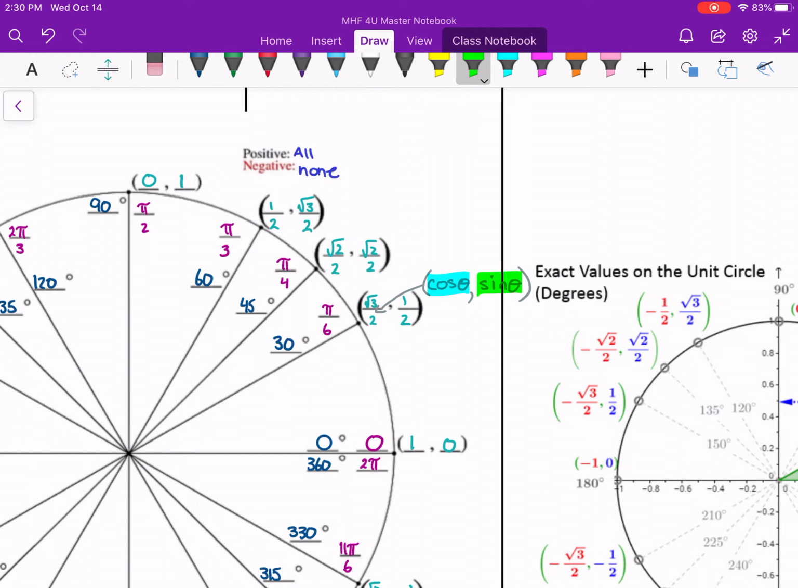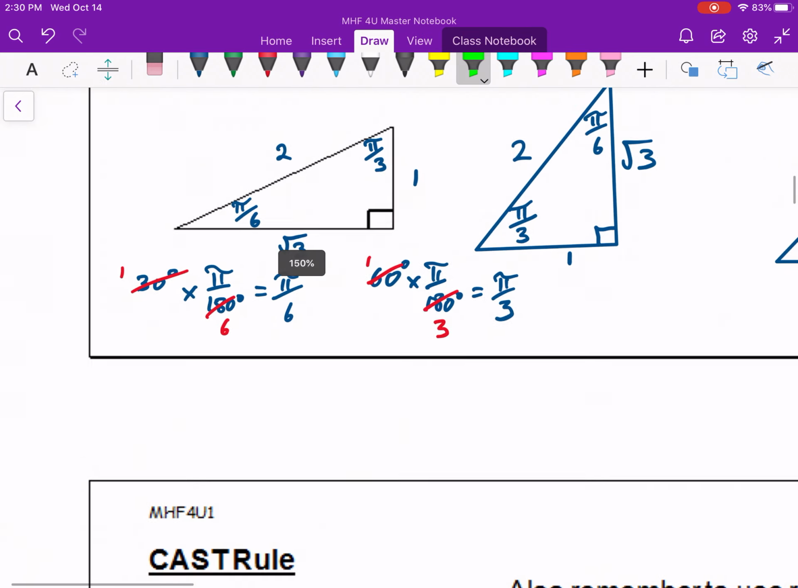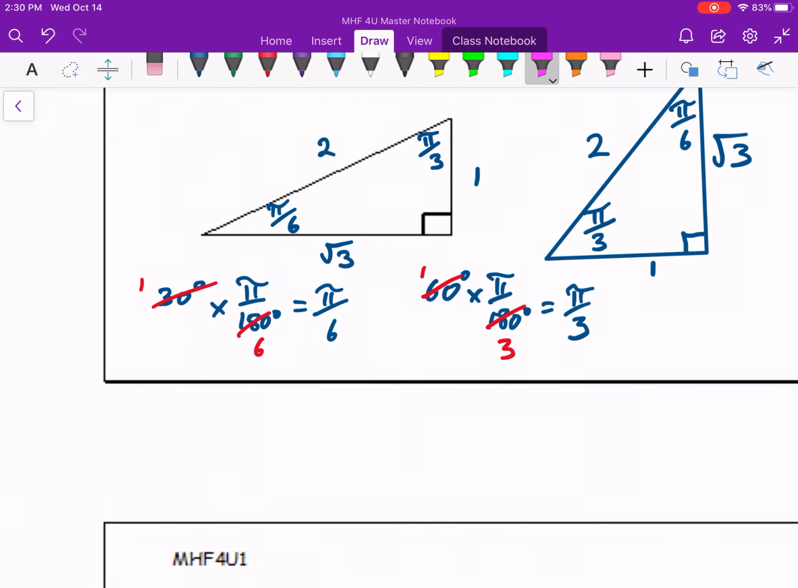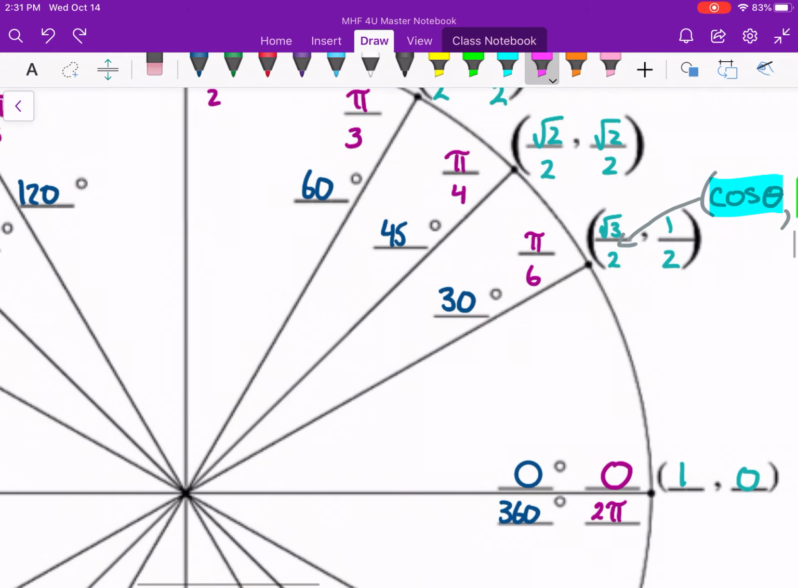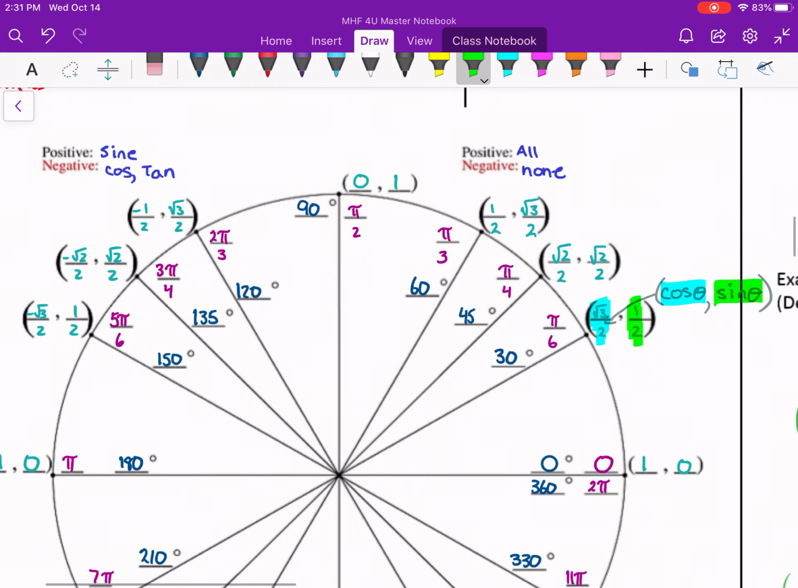If I want to get the cosine of pi over 6 to get my x value, well, cosine of pi over 6 is going to be adjacent, root 3, over hypotenuse, so 2. So root 3 over 2, and lo and behold, that's what we got here. If you were to go back and do opposite over hypotenuse for a pi over 6 triangle, you would get 1/2. And that's what's going to happen all the way around the circle. That's where these different values are coming from.